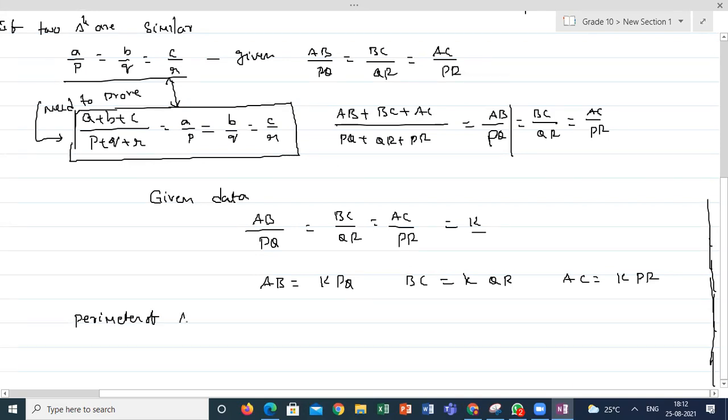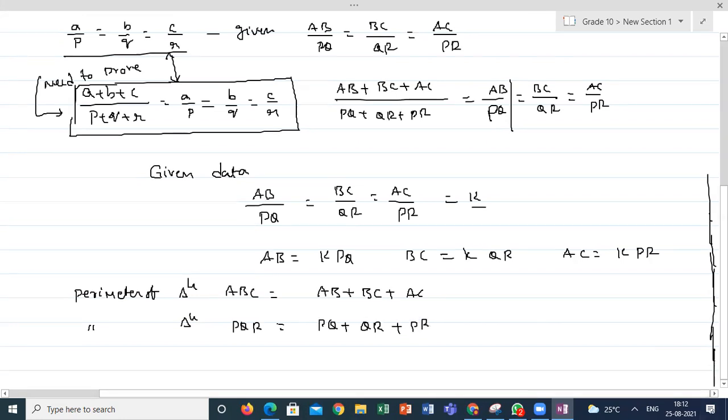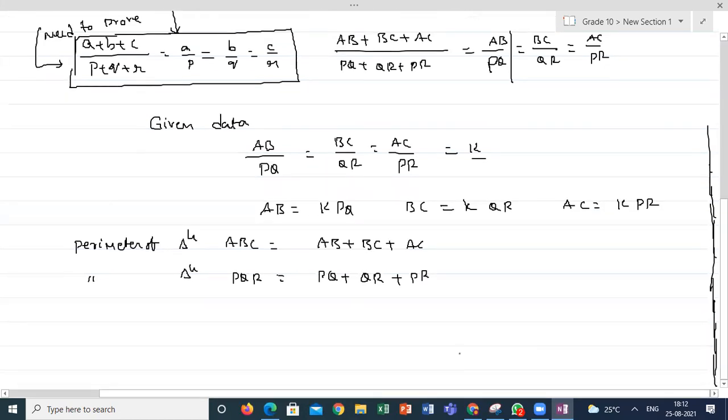Perimeter of triangle ABC is equal to AB plus BC plus AC. The perimeter of triangle PQR is PQ plus QR plus PR. If I am taking the ratio of these two perimeters, sir, could you explain why we took K as a constant? What is the meaning of ratio?